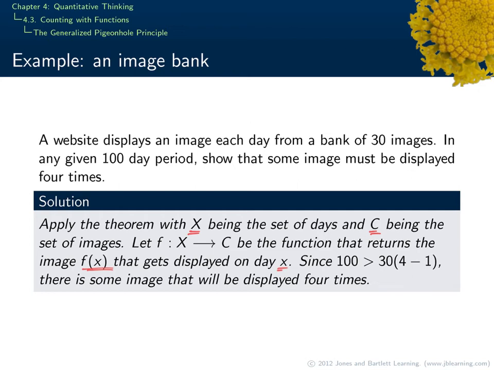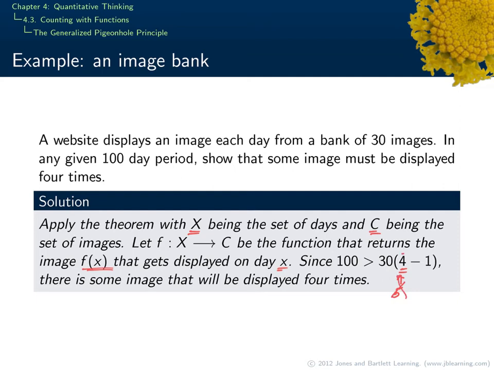That is bigger than 30 times 4 minus 1. Right? Notice that if you were to take 4 and replace it with 5, then the inequality would no longer hold, right? The 30 times 5 minus 1 would not be less than 100. So 4 is the largest number that we can put here.